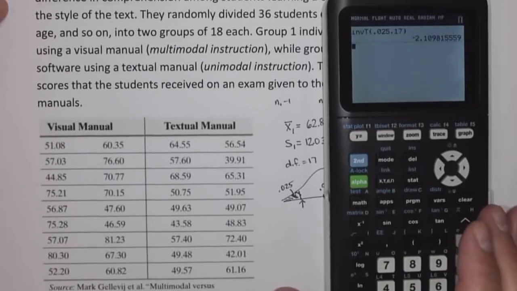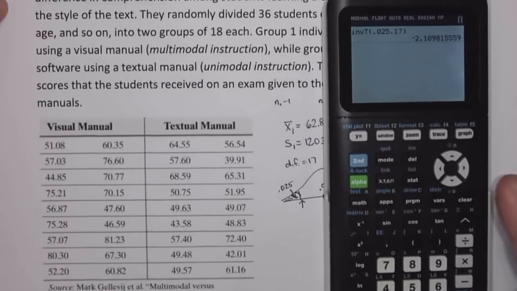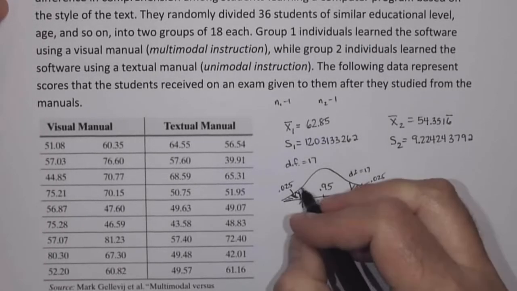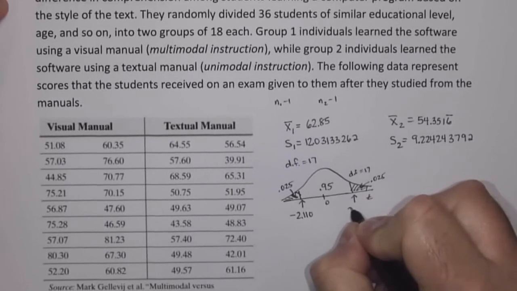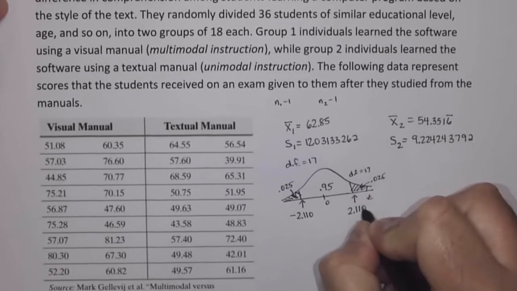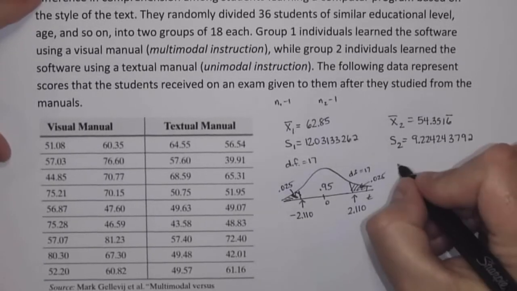And so I get a critical value of negative 2.110 if I round to 3 places. So this is negative 2.110, which means this is positive 2.110 by symmetry. So I'm going to calculate my margin of error.